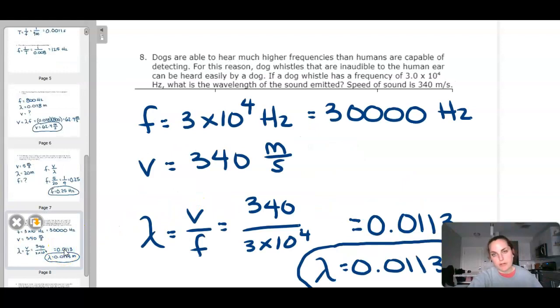Dogs are able to hear much higher frequencies than humans are capable of detecting. So for this reason, dog whistles that are inaudible to the human ear can be heard easily by the dog. If a dog whistle has a frequency of 3 times 10 to the 4th hertz, what is the wavelength of the sound emitted if the speed of sound is 340 meters per second? So what we need to do is break that out of scientific notation. So it's going to be 30,000 hertz. Our velocity was 340 meters per second. We're going to divide 340 by our frequency. So we should get 0.0113 meters.